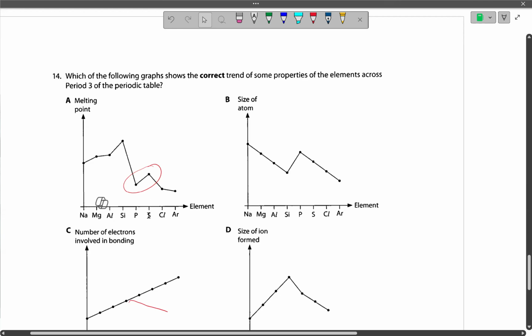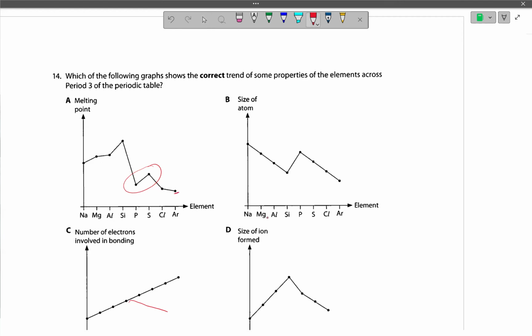The sulfur molecule is made up of 8 atoms, and the phosphorus molecule is made up of 4 atoms. So it's slightly different. And argon is the lowest because it's a single monoatomic particle, so the size is the smallest and the attractive force is the weakest. So the answer is A. So it's good to know the trend.